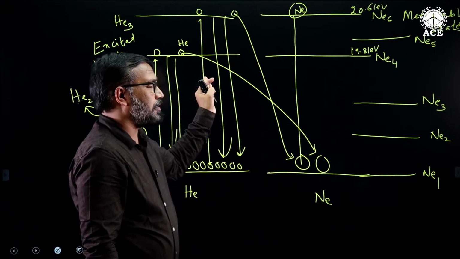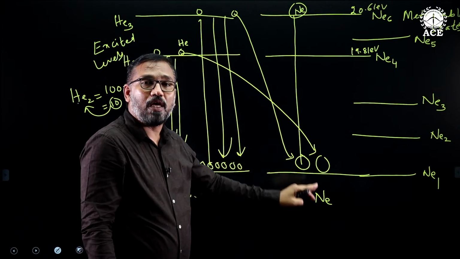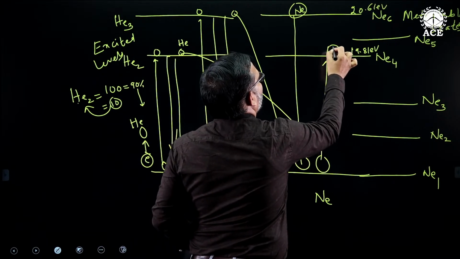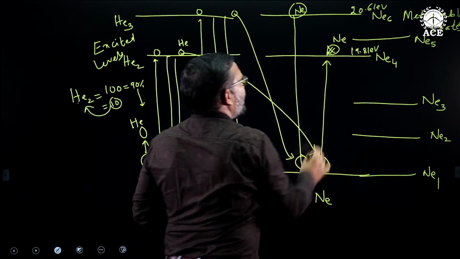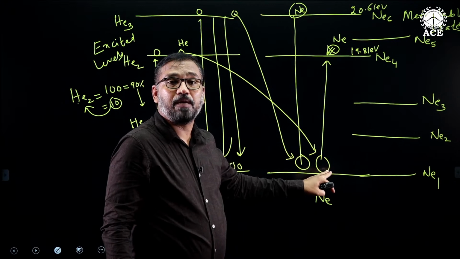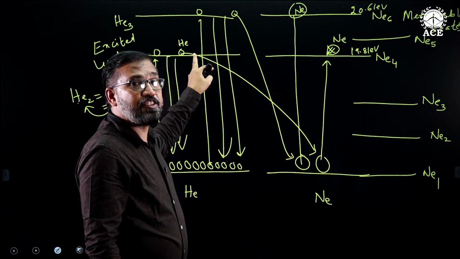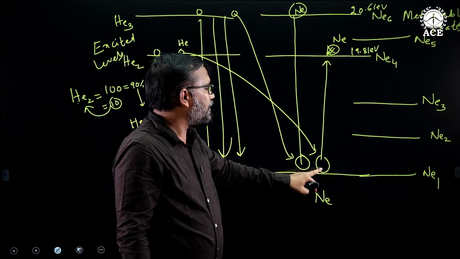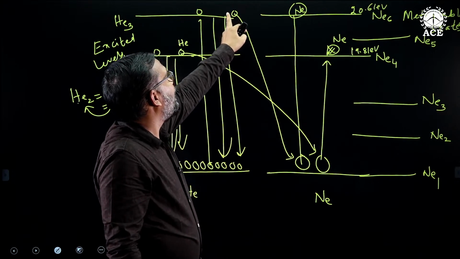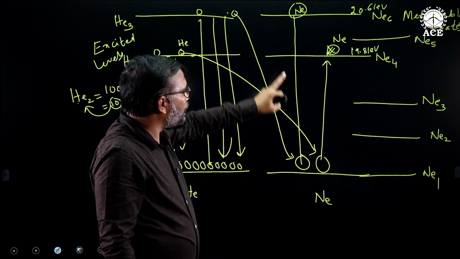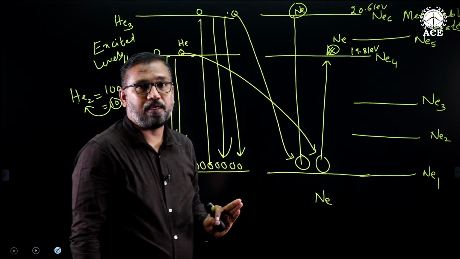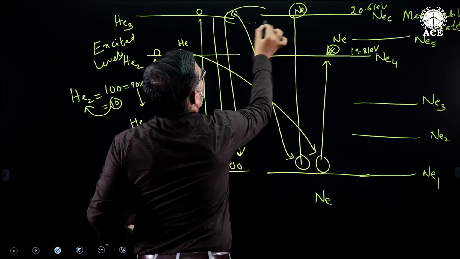It will transfer the energy to the neon atom, causing excitation to the neon 4 level. Where did this neon atom come from? It came from the ground state. Due to which helium atom? The helium atom present in He2 comes down, interacts with this neon atom, and excites it to the neon 4 level. Similarly, the helium atom in helium 3 comes down to the ground state, interacts with the neon atom and excites it to neon 6, because these are the same energy levels.